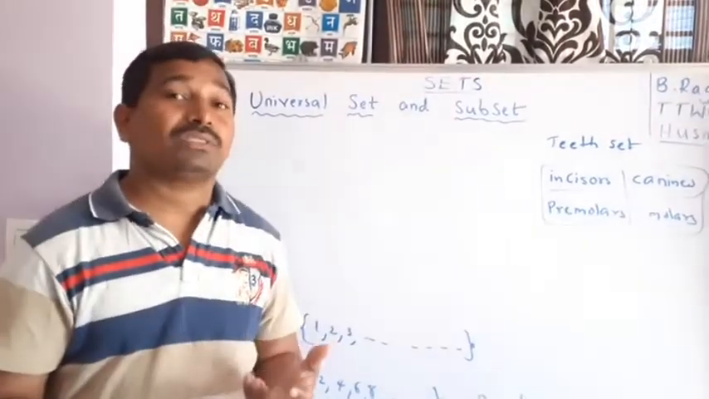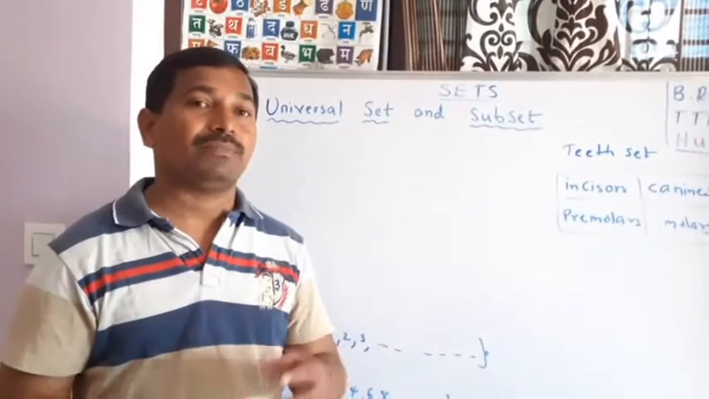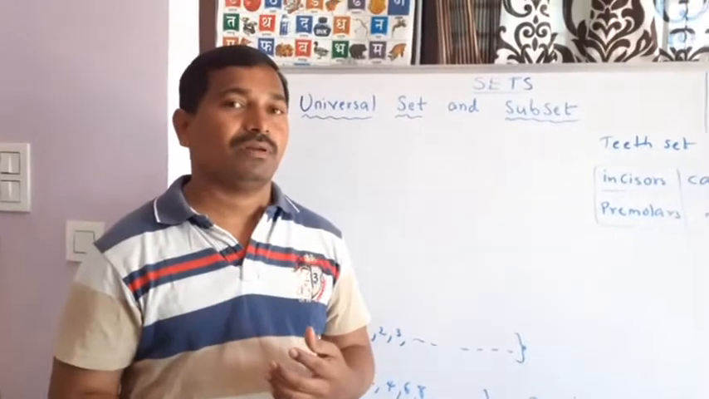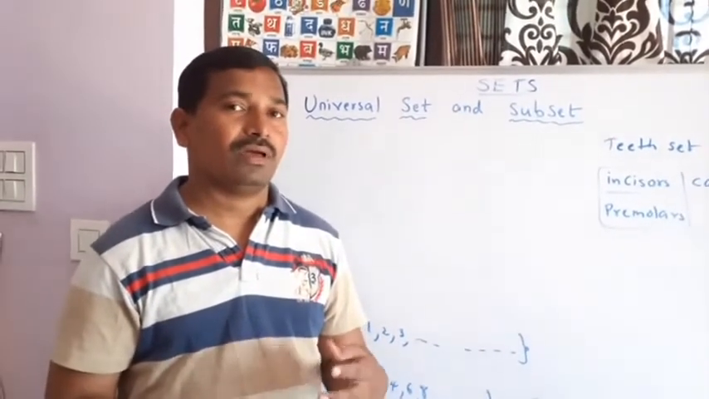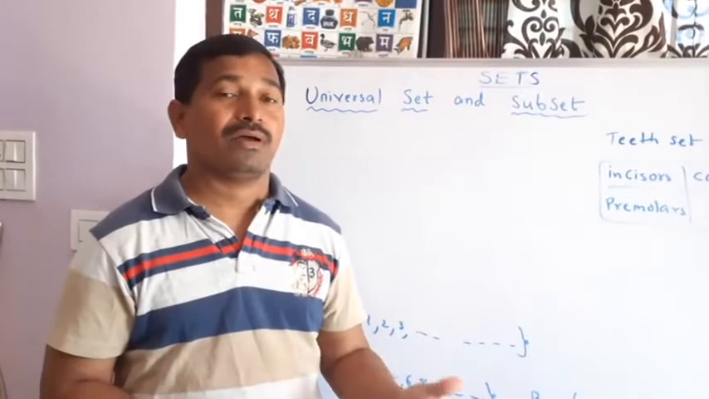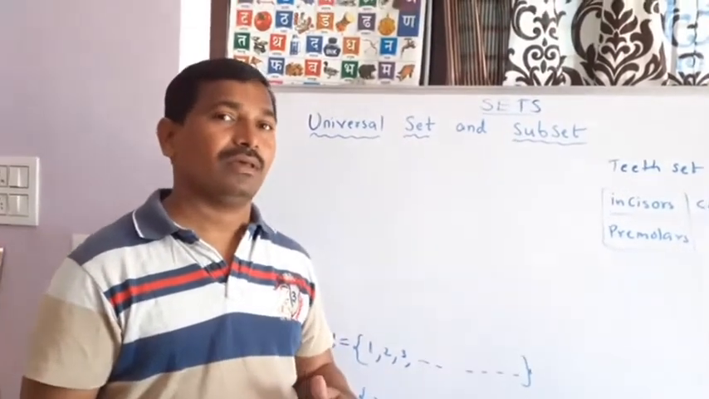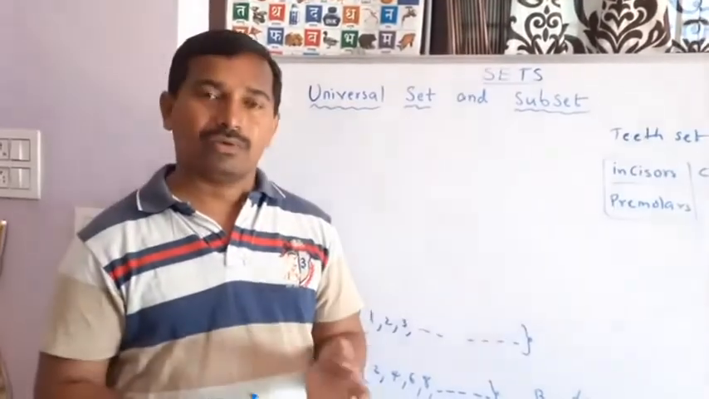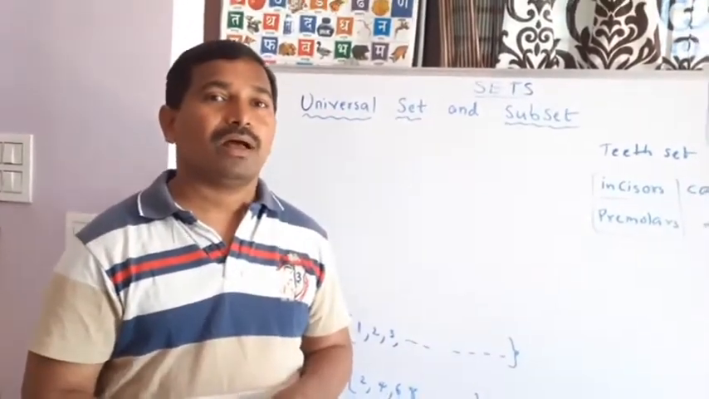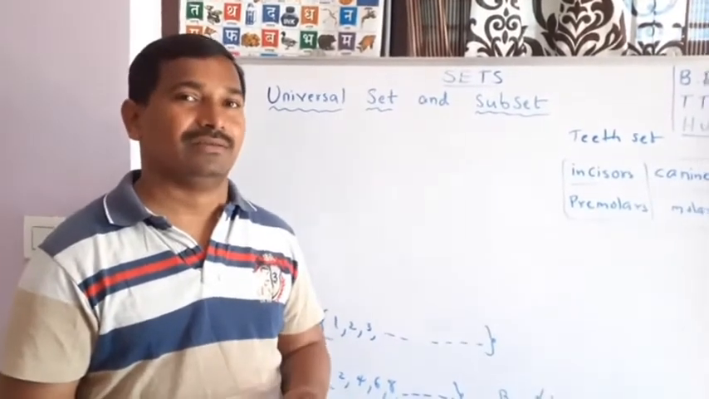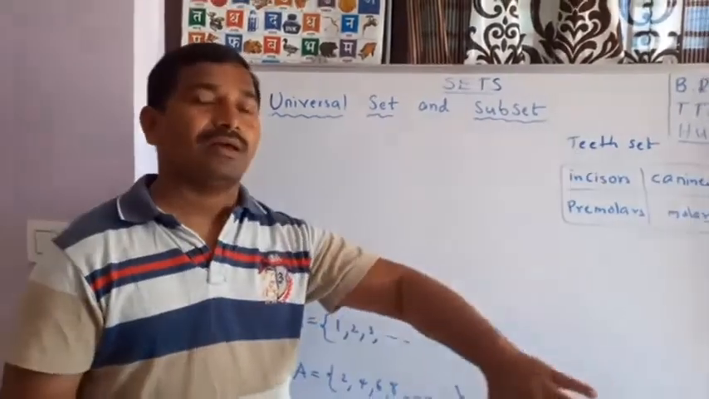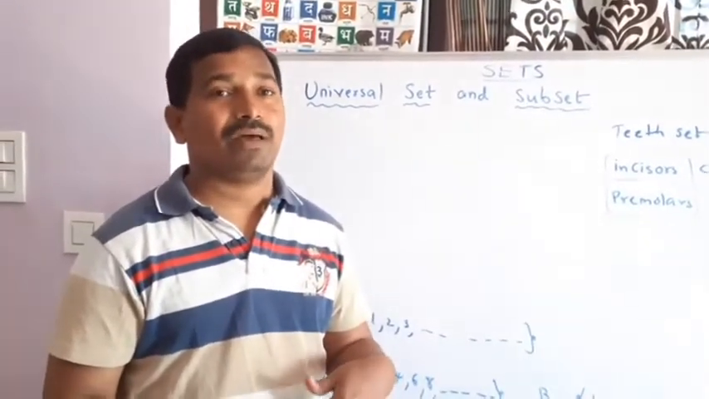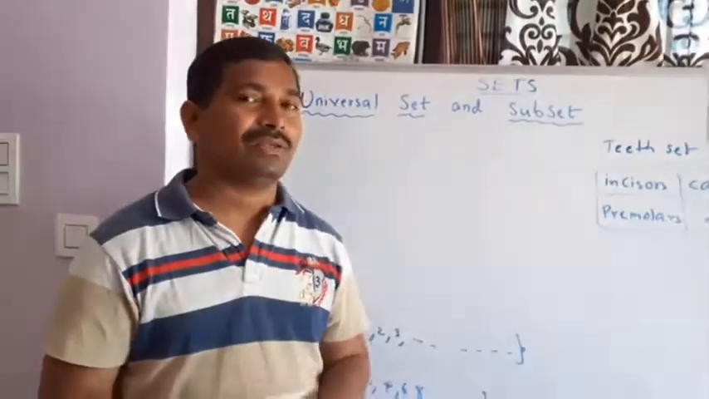For example, if you want to study different groups of people, according to caste or income or their profession, the total people in our India is the universal set. If you have to study the people whose profession is teacher, then the total people are the universal set. If you study the people of some caste, the total people are the universal set.